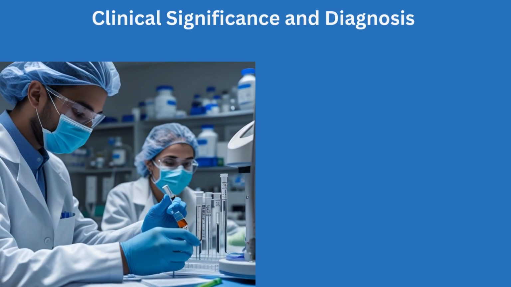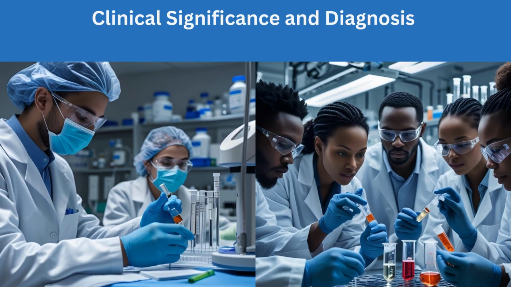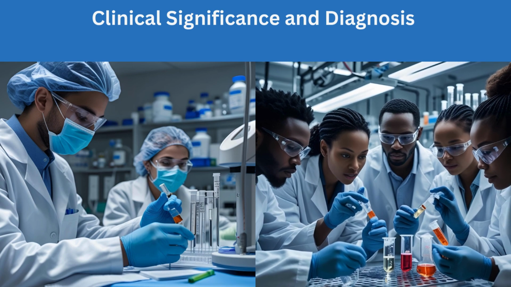So, how do we diagnose and manage these disorders? We use a combination of blood tests, such as plasma homocysteine levels, and genetic screening. We also look for clinical signs and symptoms, such as cardiovascular disease, neurological disorders, and eye problems.